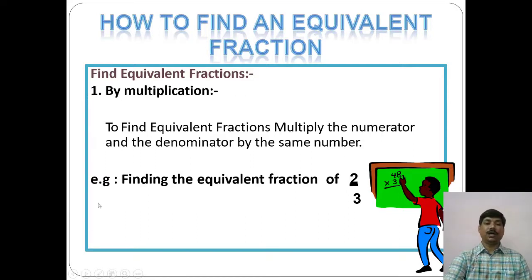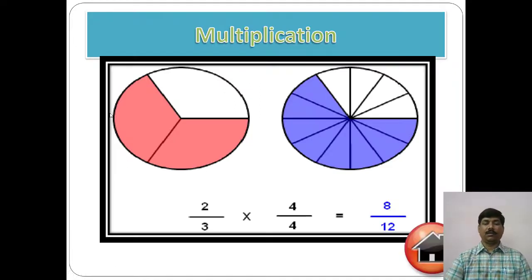It means how you can find the equivalent fraction. Find the equivalent fraction of 2 upon 3. We will find the equivalent fraction of 2 upon 3 by the method of multiplication. How? In the next, this picture shows the colored part 2 upon 3. Now we are going to find the equivalent fraction of 2 upon 3 by the multiplication method, as I earlier told.